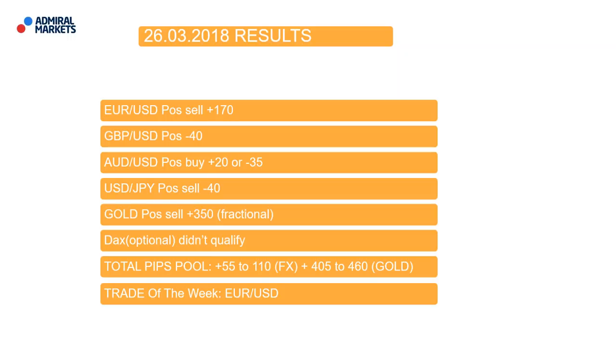DAX optional trade didn't qualify, but if it had qualified for a trade, it would have been maybe the best trade, the trade of the week. I will show you what happened. And total pips pool 55 to 110 on Forex, and fractional 140 or 100, 405 or 460 on gold. It can be also 40 or 46, depending on how you actually calculate it.